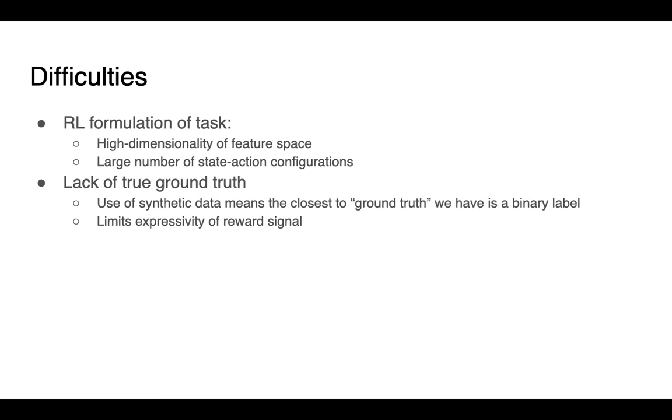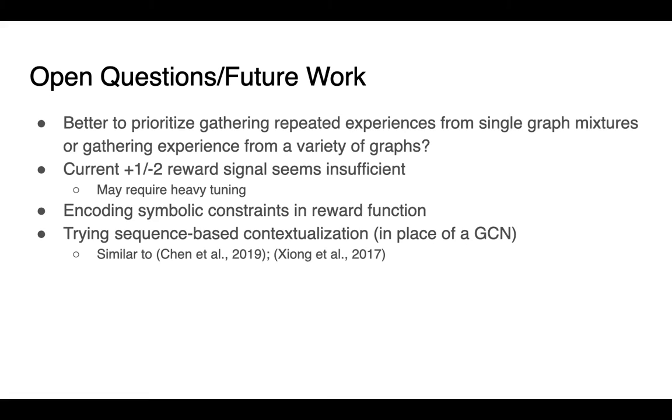Lastly, our two principal difficulties have been the high dimensionality of word vectors, here they're around hidden size 300, and the lack of a true, quote-unquote, ground truth, which limits the expressivity of our reward function. So in the future, we hope to further tune our reward signal. The current one seems a little insufficient, and we also hope to later encode those desired graph properties into our reward signal.